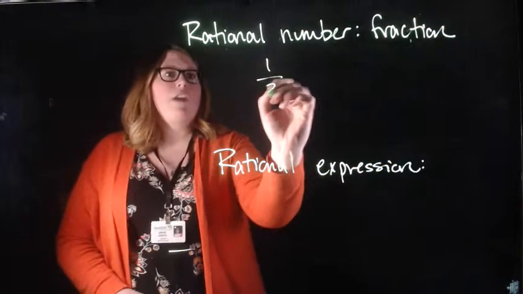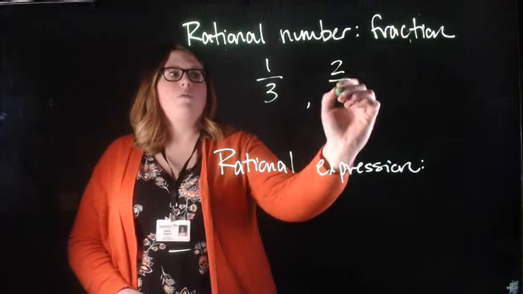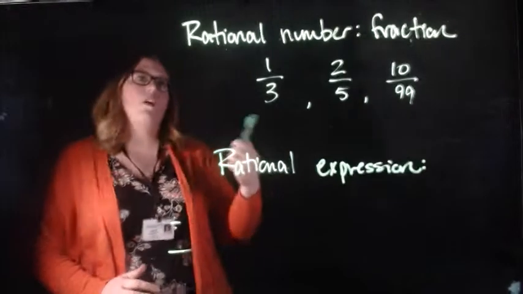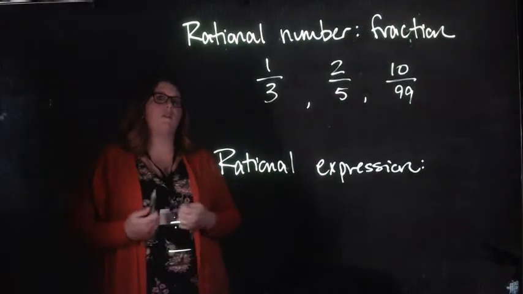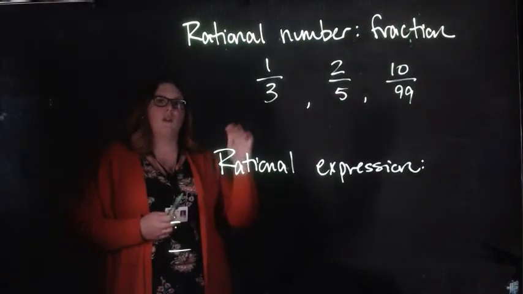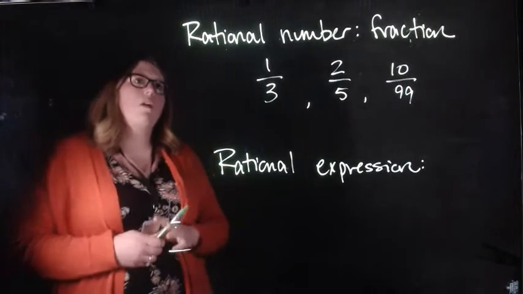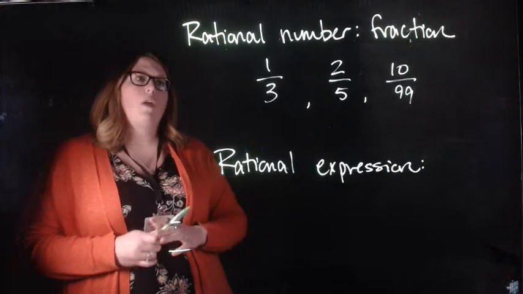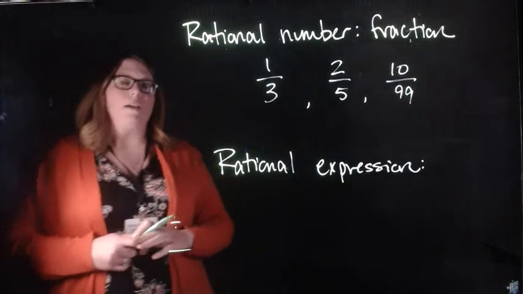So an example of a fraction would be a third, 2/5, 10 over 99. Whatever it may be, those are all considered rational numbers because they're all part of a number, and they have a numerator and denominator.